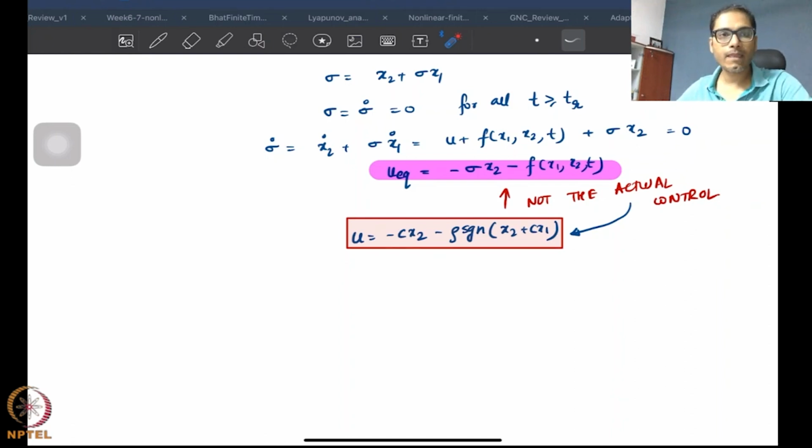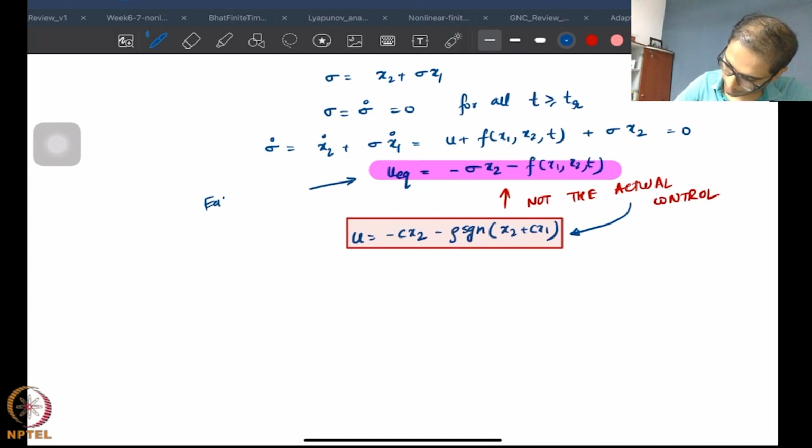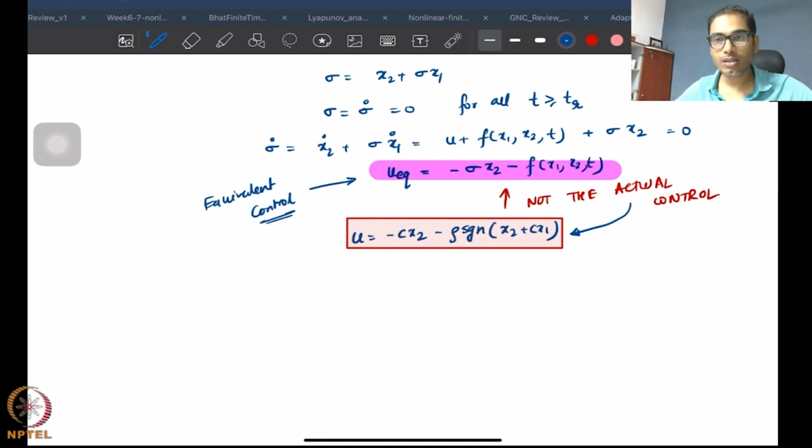But before that, the important thing to note here is that this is the equivalent control. This is not the actual control, like I already said, but this is precisely the equivalent control. And how do we use it? The idea, and we are not stating this by carefully proving these things and so on and so forth, is the following.